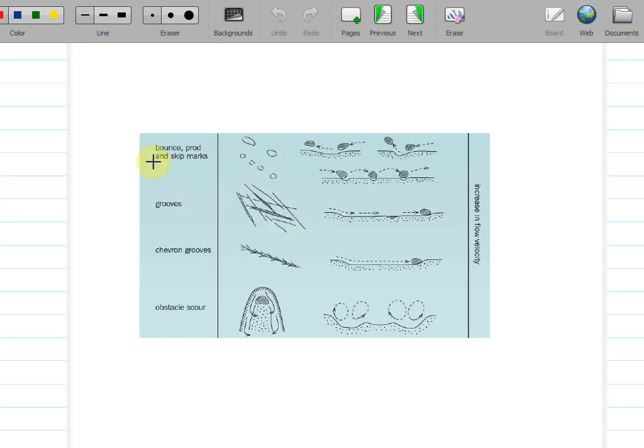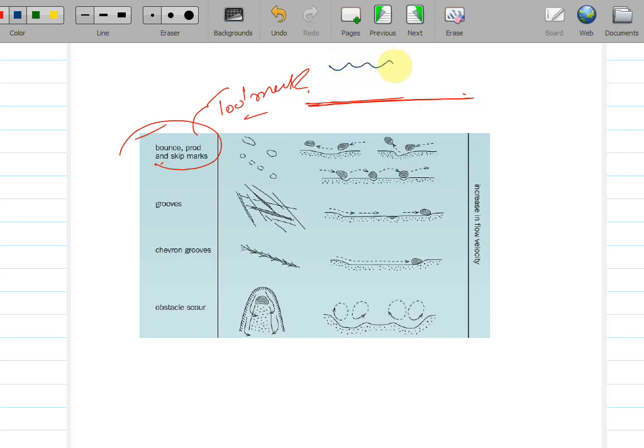Then there are bounce, prod and skip marks. Okay, so these are basically formed due to tools, we also call them tool marks. So what happens if you have a river, let's say this is the cross section of the river. Okay, the river is flowing, you are viewing the river from the side, meaning this whole column is of water. And in this river you have stones or small particles of stones.